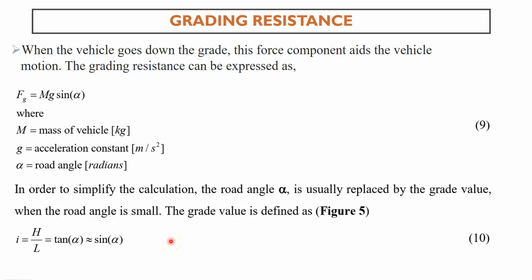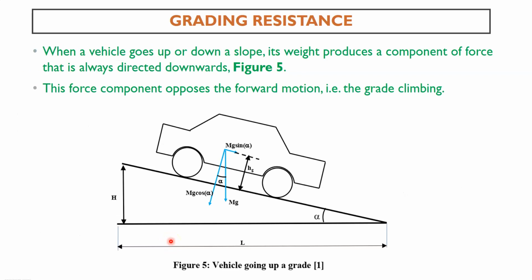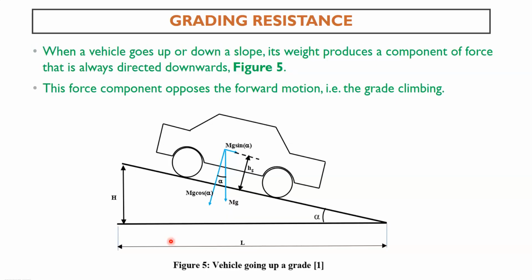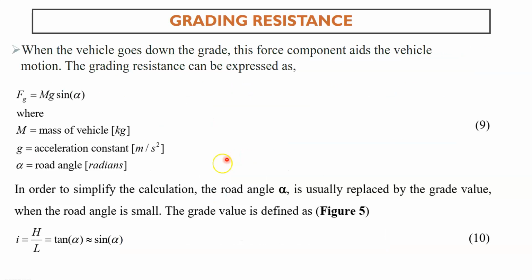The grading resistance can be expressed as Fg is equal to mg into sine alpha. So this is Fg is equal to mg into sine alpha. This force, mg into sine alpha, is called grading resistance, where m is the mass of the vehicle, g is the acceleration constant, and alpha is the road angle.